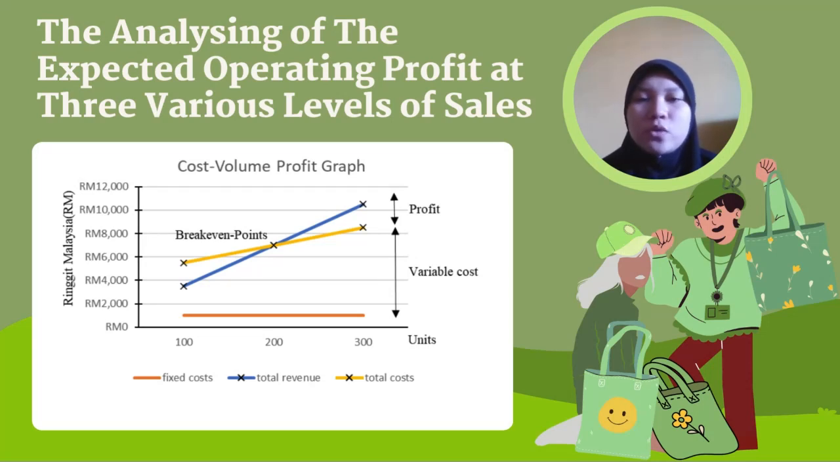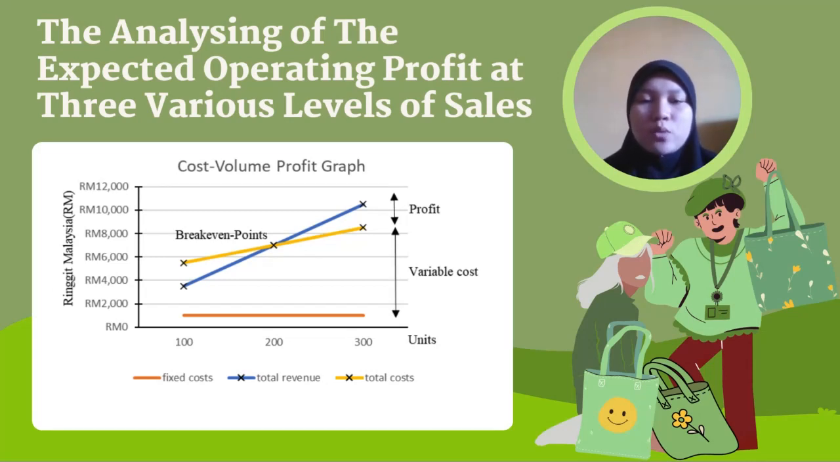Today I would like to present to you the analysis of the expected operating profit at three various levels of sales. At the first level, using 100 units, we can get total revenue at 3.5 thousand ringgit, total cost 5.5 thousand ringgit, and the profit we get is a loss of 2,000 ringgit. At the second level, using 200 units, we can get the total cost and total revenue at 7,000 ringgit, and the profit is zero. And at the third level, we can use 300 units of sales, and the total revenue we can get is 10.5 thousand ringgit, and total cost we get is 8.5 thousand ringgit, and the profit is 2,000 ringgit.